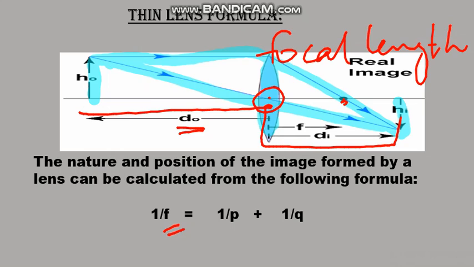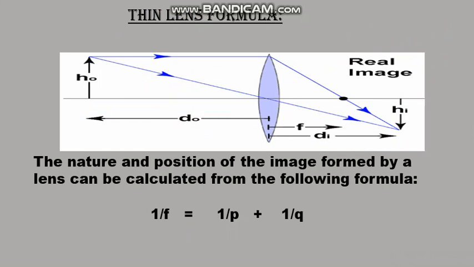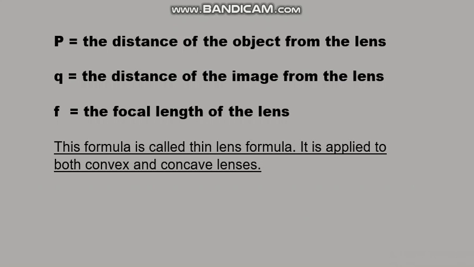F shows the focal length. P shows the distance between lens and object. See this slide? Next slide. P, the distance of object from the lens. Q, the distance of the image from the lens. And F shows the focal length of the lens. This formula is called the thin lens formula. It is applied to both convex and concave lenses.